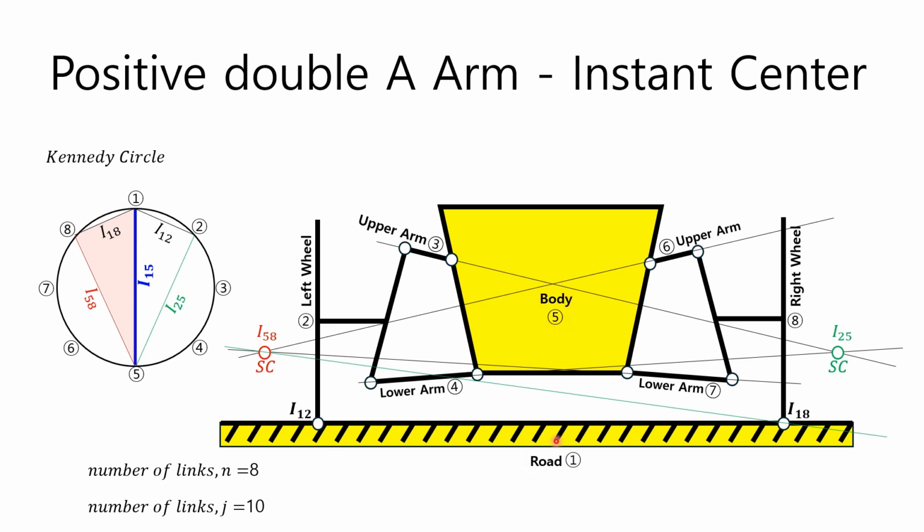First, since the three instant centers of the left triangle must be in a straight line in the Kennedy circle, we draw a green line connecting the instant center I18 and the instant center I58. The instant center I15 must be somewhere on this green line according to Kennedy's theorem.